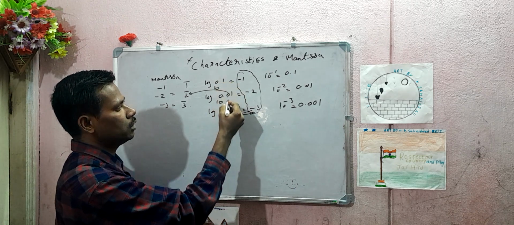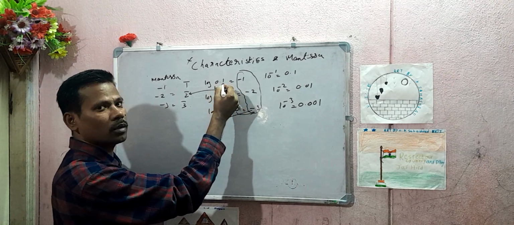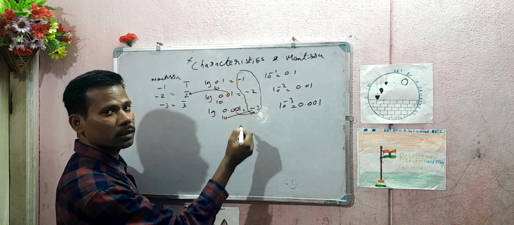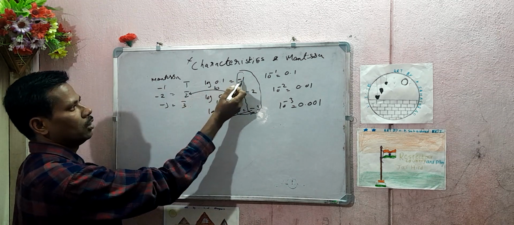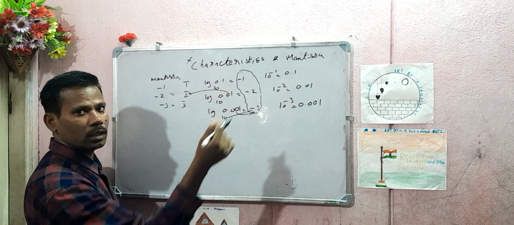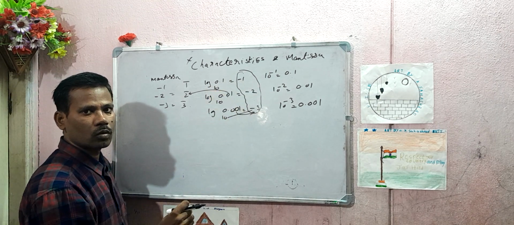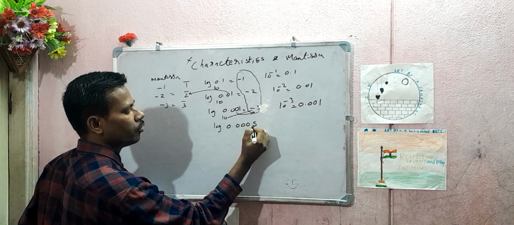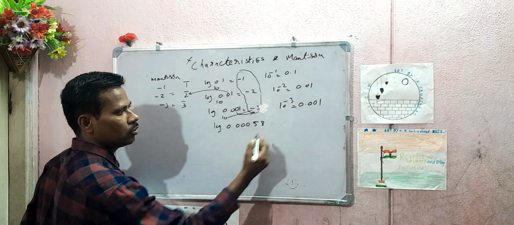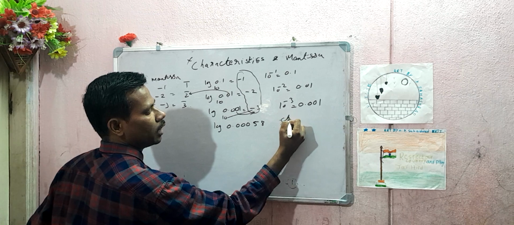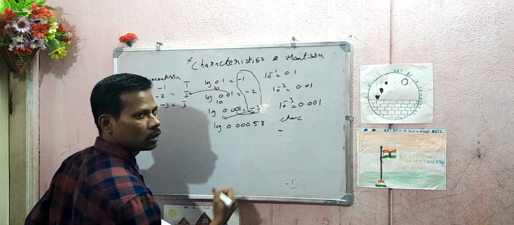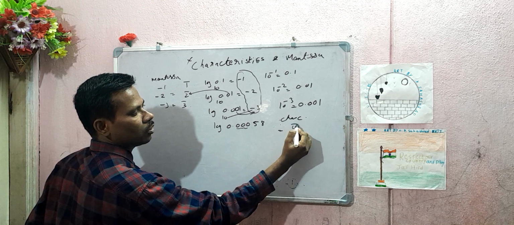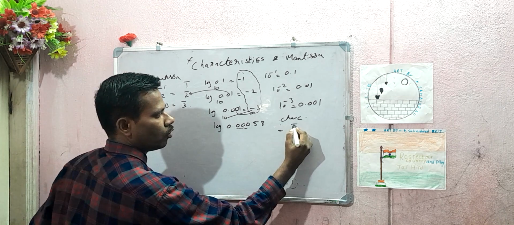So if you see such a pattern, for the logarithm of decimal fractions, the characteristic is: you add 1 to the number of zeros. For example, log 0.00058. Suppose I want to write the characteristic of this. How many zeros are there? 1, 2, 3. So the characteristic is bar 4.